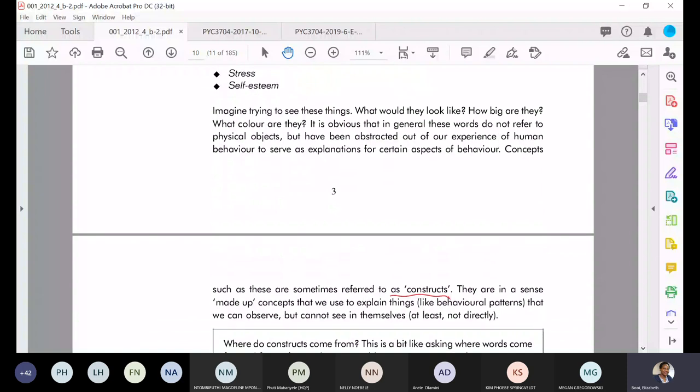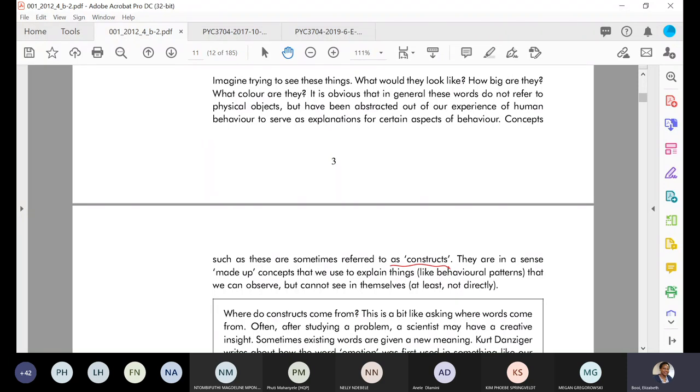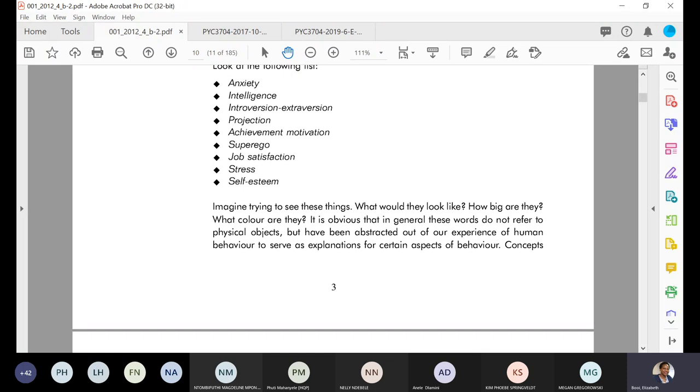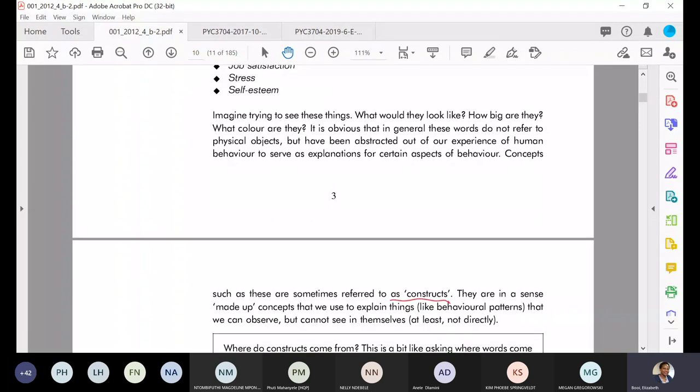So, okay, let's look at this one that everybody is looking at, because I don't think it's changed a lot. So imagine trying to look at this. What would you look like? How big are they? What color are they? Which they refer to those like your intelligence, anxiety, job satisfaction. So it is obvious that these general ways do not refer to physical objects, but have been abstracted out of an experience of human behavior to serve as an explanation for certain aspects of behavior.